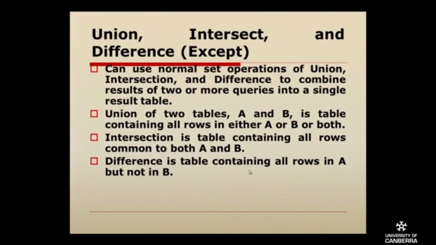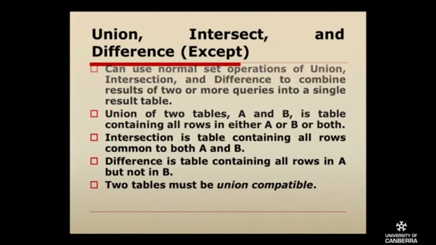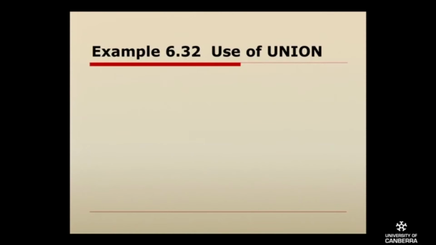And the set difference is the table that, if you say, give me the difference between A and B in your query, gives you in this case all the rows in A but not in B. So the two tables should be union compatible. Fairly easy. So here is an example.